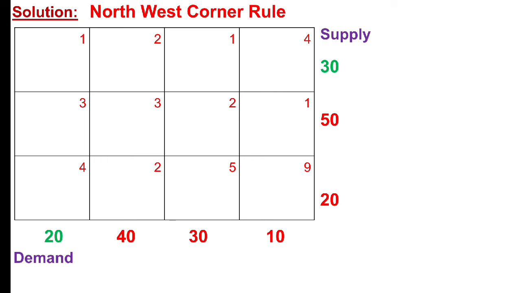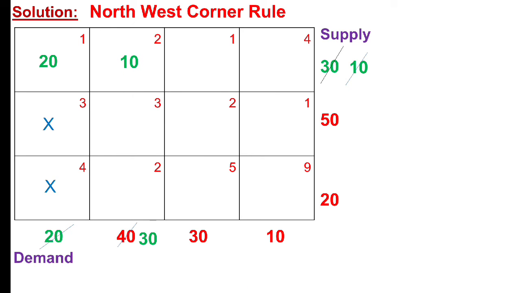The remaining 10 will be written here. How much is allocated? First row first column, 20 is allocated. The first column is completely over, so it is cancelled. Then come to first row second column. The row is 10, the column is 40. The minimum is 10, so it is cut. The remaining 30 stays. How much do I allocate in first row second column? The cell is 10. Now the row is completely over, so it is cancelled.